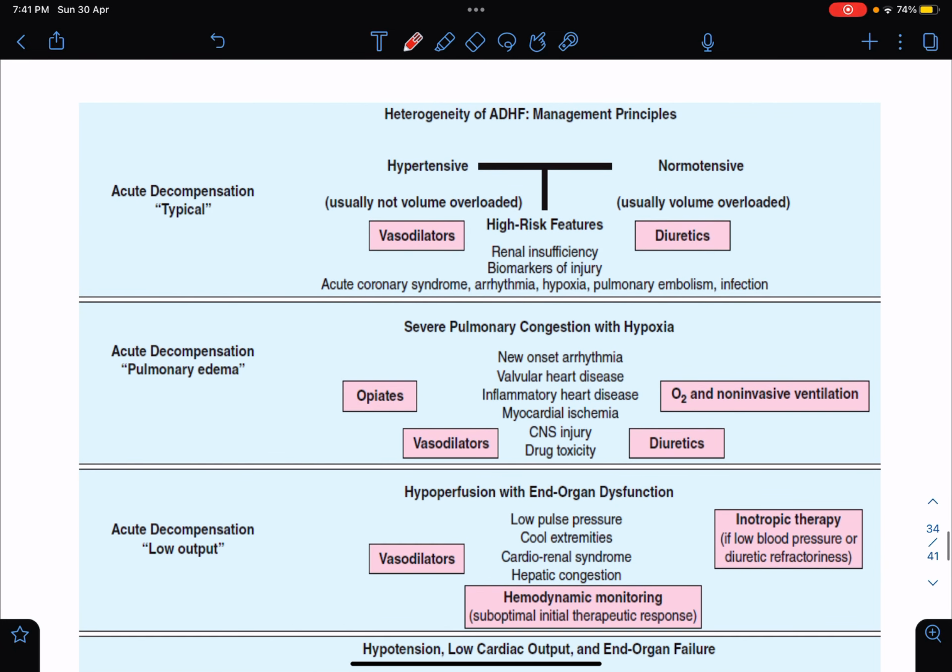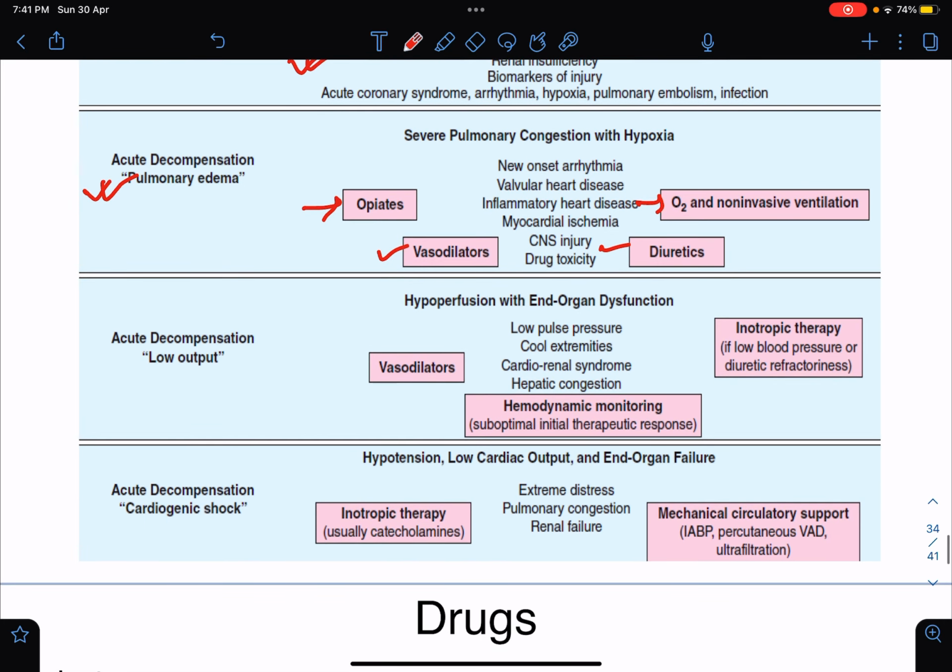Now a patient of acute heart failure, ADHF, which stands for acute decompensated heart failure. How can we manage? We can manage with vasodilators and diuretics. I have already talked about vasodilators. There are different diuretics also we can use. If the patient presents with pulmonary edema, along with vasodilators and diuretics, we may use opiates, we may use oxygen, and non-invasive ventilation may become necessary.